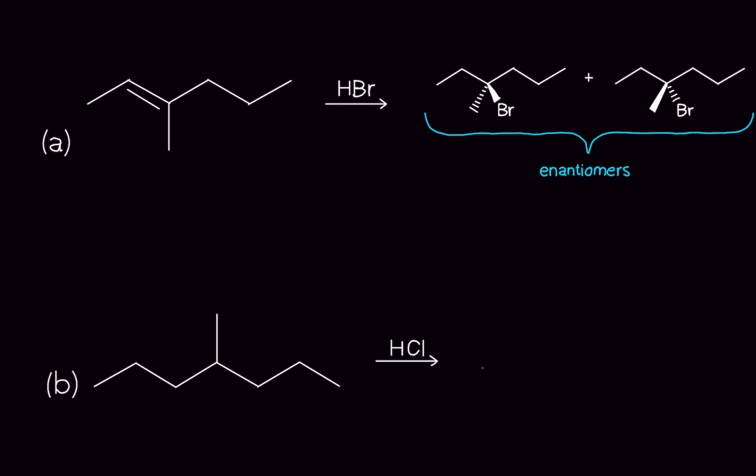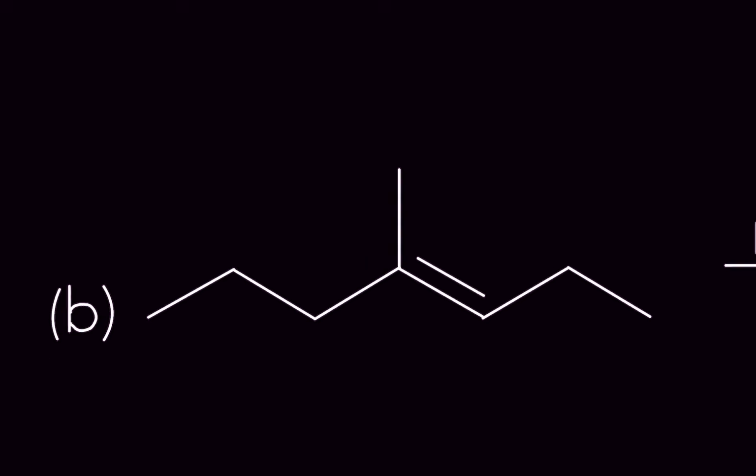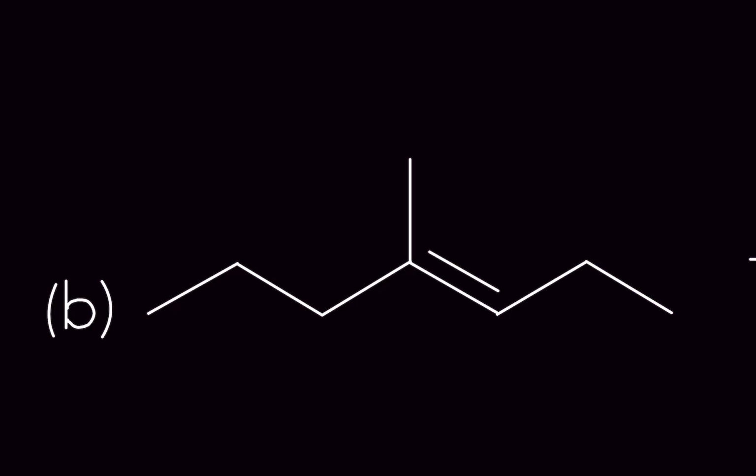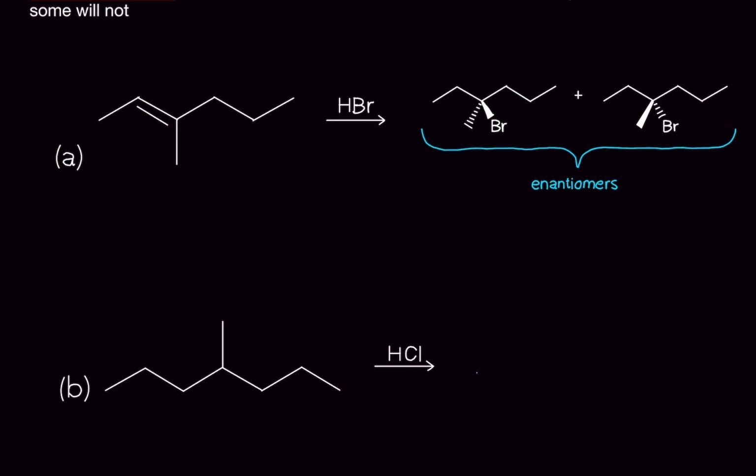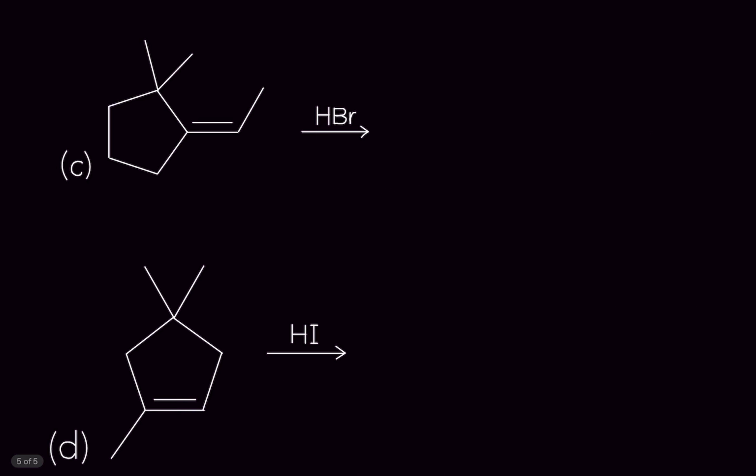Now, the trick to doing this is, imagine you have your starting molecule. Get rid of the double bond. Is this symmetrical? If your molecule is symmetrical, you will not have a chiral center. That's the trick. Okay. There we go. Let's do C.